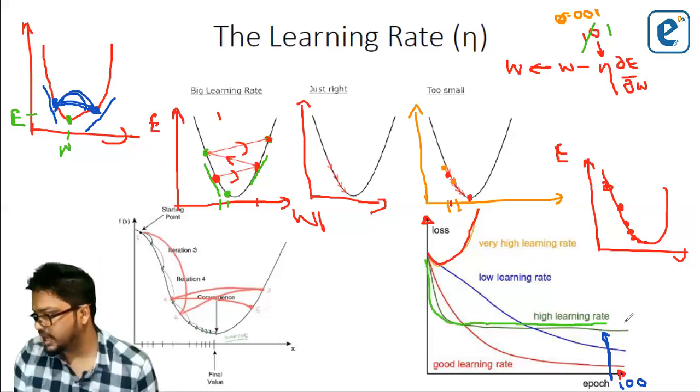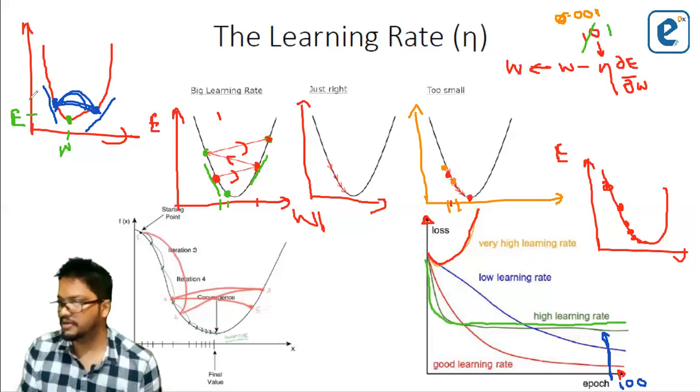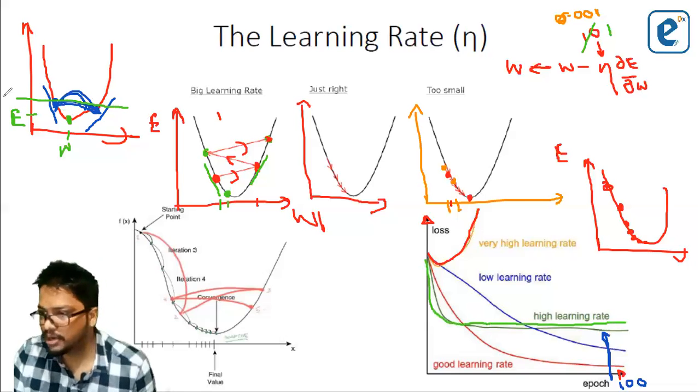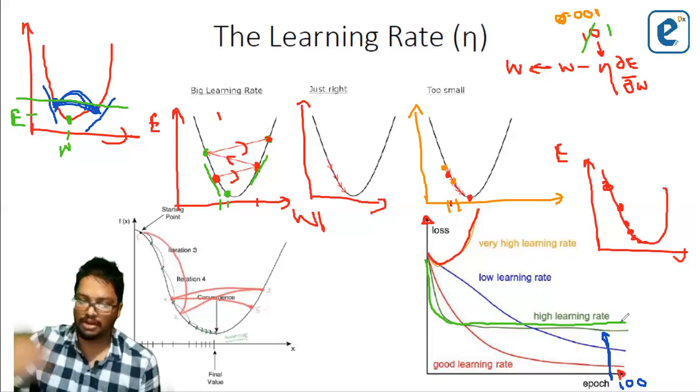Converge means it's somewhere here. It's at this point that it keeps changing. Not here, not the minimum loss, right? It has not gone to the minimum. The middle value keeps bouncing to both sides. So that's illustrated here, right?